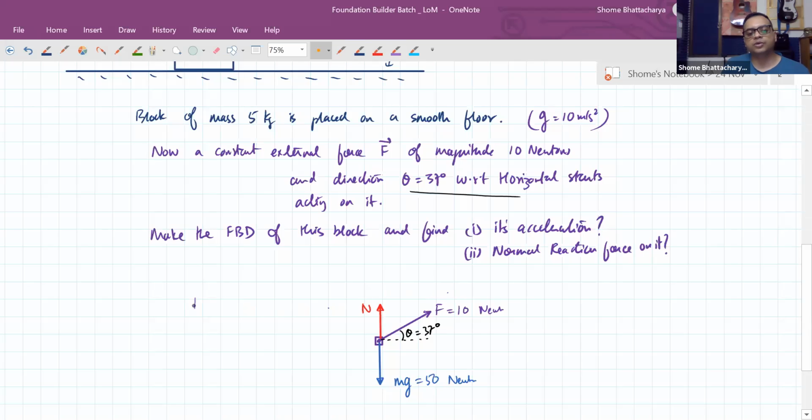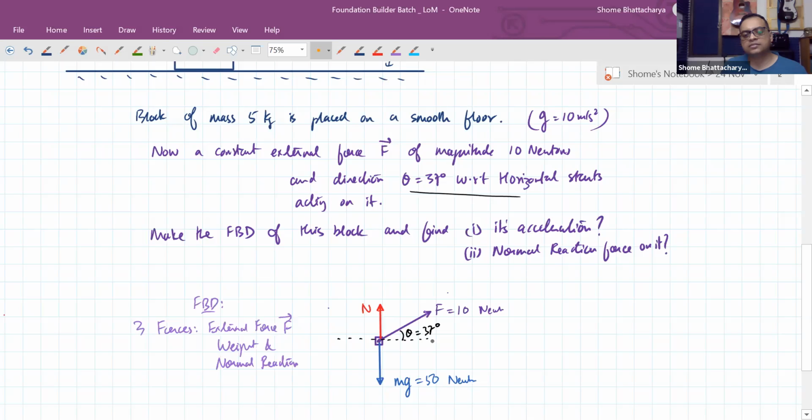So this is the free body diagram. Three forces: external force, or force applied by an external agent, weight, okay, and normal reaction force. These three forces are acting. Now, under the action of these three forces, we can see that the body will slide along the horizontal direction.